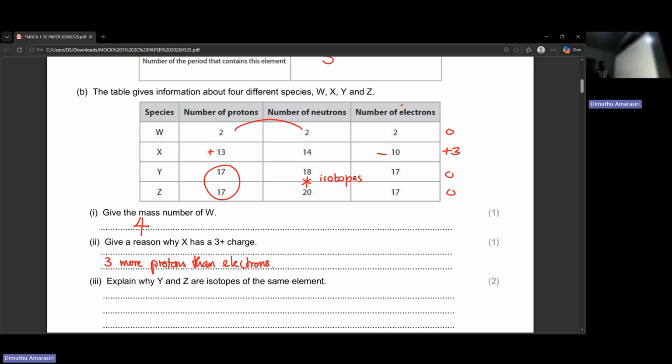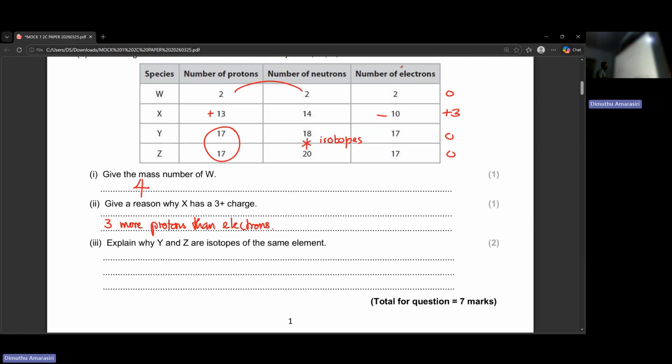If they give 2 marks or 3 marks, you have to tell that protons are positively charged. Electrons are negatively charged. You have to write that. Protons are positively charged, electrons are negatively charged. Therefore, 3 more protons means 3 plus charge more, right?